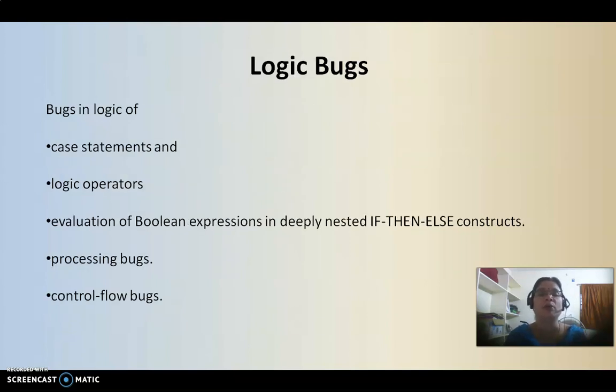Next we are going to talk about the logic bugs. So what are the logic bugs actually? Bugs in logic are bugs in the case statements, bugs in the logic operators, and evaluation of the Boolean expressions in deeply nested if then else constructs. The evaluation of the Boolean expressions prepared by using the if then else constructs also has some bugs. Processing bugs and control flow bugs are all considered logic bugs. How can they be corrected? These can also be easily corrected by correcting the syntax itself. At compilation itself, we can correct all these bugs.